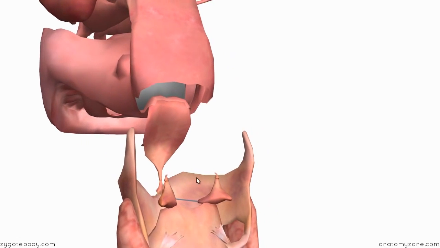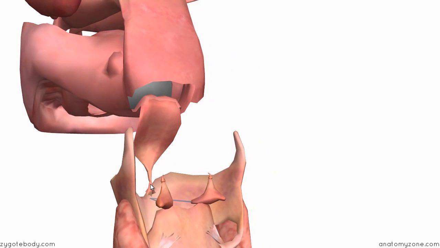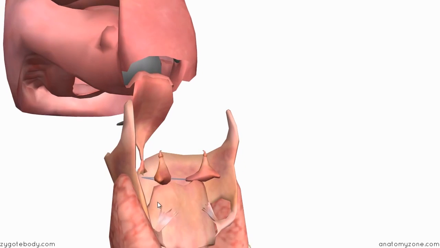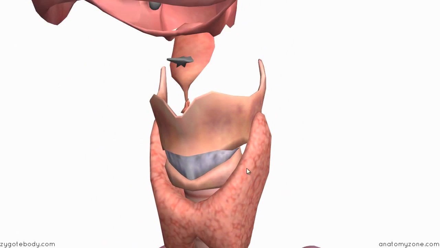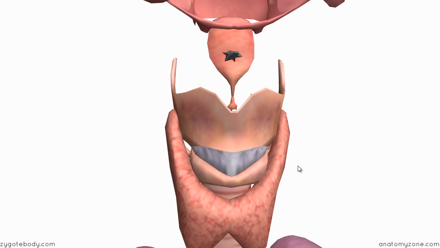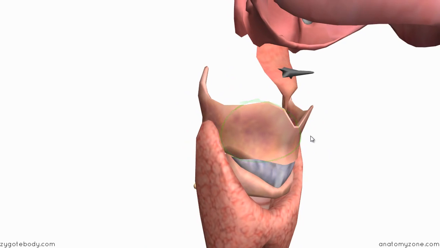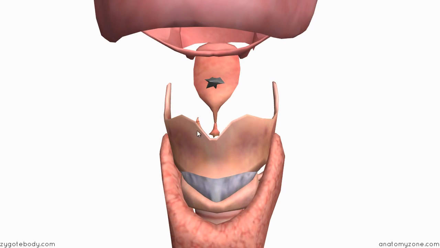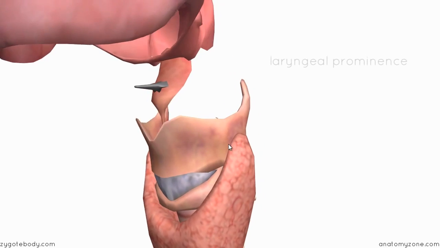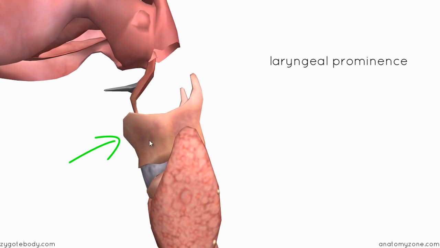So I've just brought the other structures back in, and you can see the ligament attaching the epiglottis to the thyroid cartilage. So next we'll just talk about the thyroid cartilage. So this is the largest cartilage. So it consists of these broad lamina on either side, which meet in the midline and form this prominence, which is known as the laryngeal prominence. So if you view this from a lateral aspect, you can see this prominence, and this can be seen in males as the Adam's apple. So it's larger in males than in females.